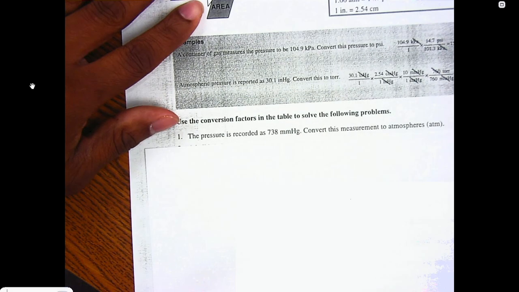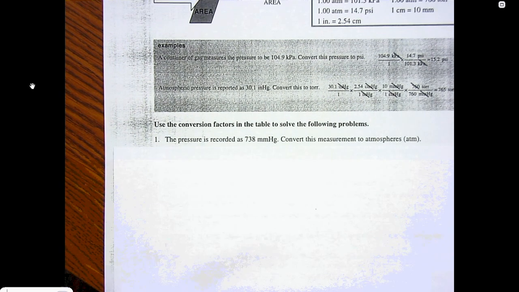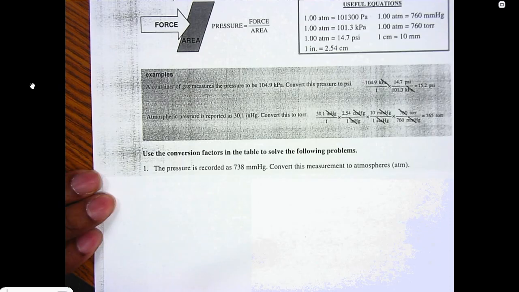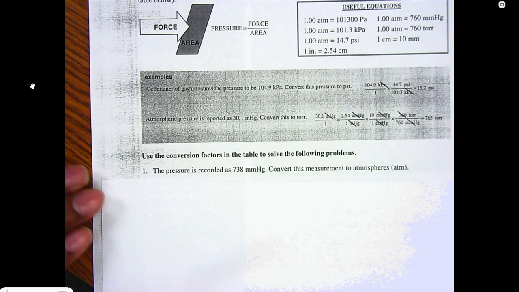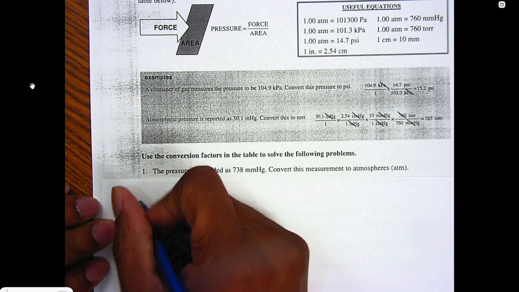All right, so I got my scratch paper and I got a sheet of white paper. And so I'm going to look at the first question, which says the pressure is recorded at 738 millimeters of mercury. Convert this measurement to atmosphere. Gas pressure conversions are just an extension of dimensional analysis. And so in order to solve these types of questions, you need to know what you have and what you're trying to convert to. Now the unit of measure that we're starting with is millimeters of mercury.